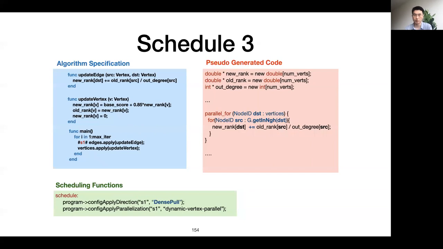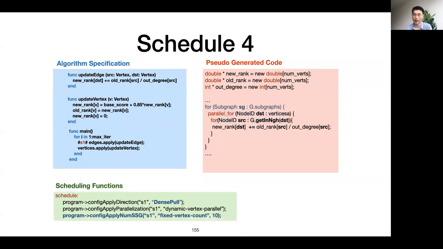You can switch between a push and a pull-based traversal by simply changing a parameter to the configure apply direction API, and this would just interchange the two for loops. So that the outer for loop now goes through the destination vertices, and the inner for loop goes through the incoming source neighbors. And the compiler also determines that in this case, no write-write conflicts will happen, so no atomic synchronizations will be needed.